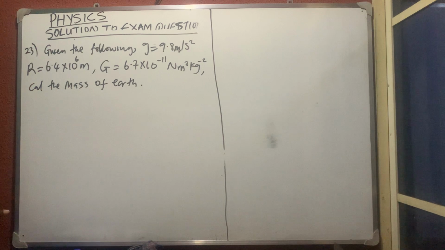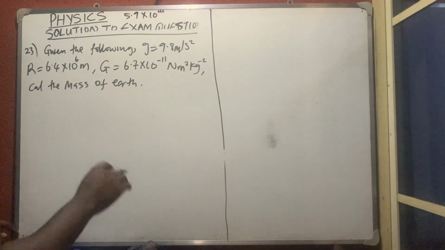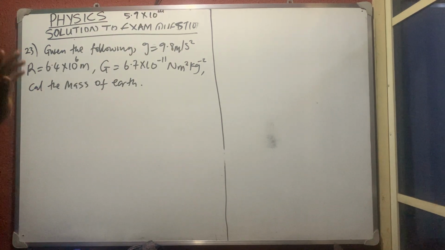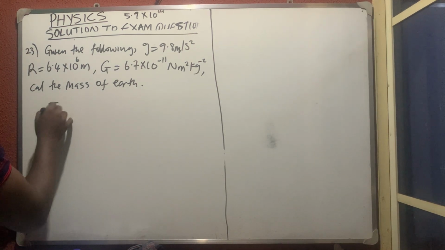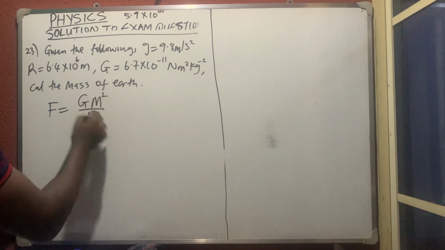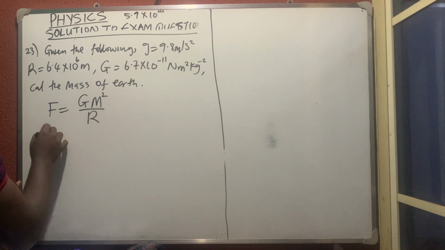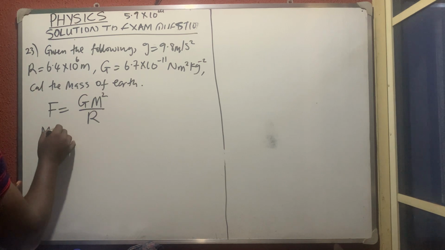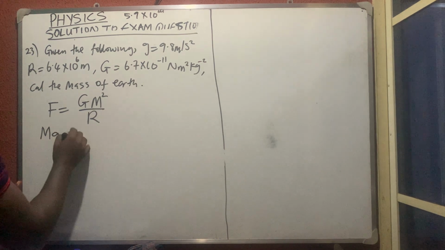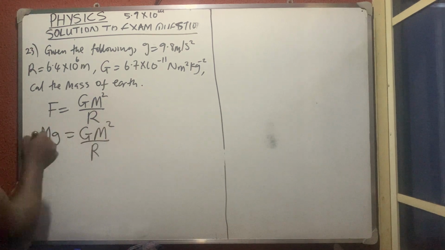Now if it's theory, then you have to solve, but if not, just know that the mass of the earth is 5.9 times 10 raised to power 24. As simple as that. Don't solve anything, just know that it's 5.9 times 10 raised to power 24. But if it's a theory question, just know that F is equal to what? Gm squared over R. We know that F is equal to Mg, is equal to Gm squared over R. This M will cancel one of this M.